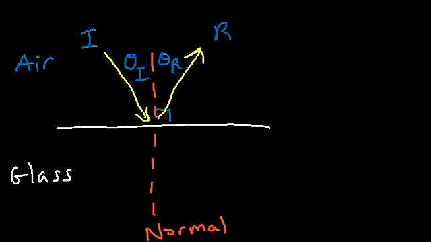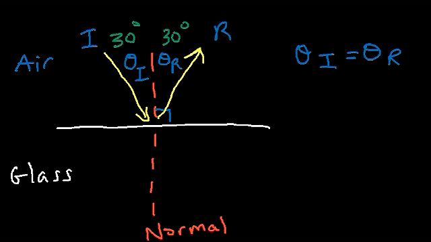The law of reflection states that the angle of incidence is equal to the angle of reflection. So if the angle of incidence is 30 degrees, the angle of reflection will also be 30 degrees. That's the law of reflection.